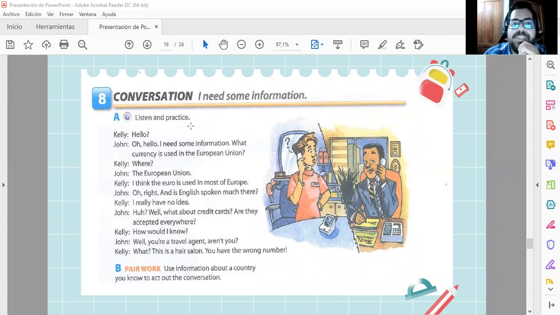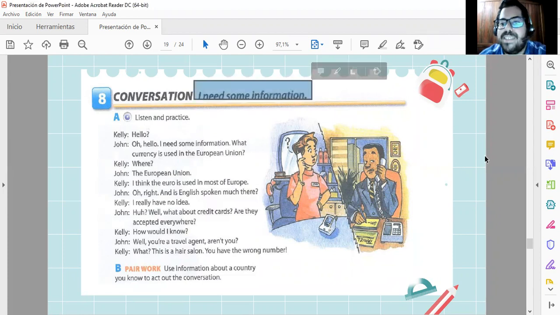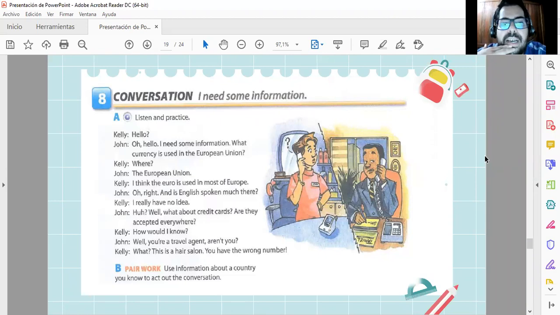It says, I need some information. And take a look at this conversation because this is really interesting. It says, hello. Oh, hello. I need some information. What currency is used in the European Union? Where? The European Union. I think the euro is used in most Europe. All right. And is English spoken much there? I really have no idea. Huh? Well, what about credit cards? Are they accepted everywhere? How would I know? Well, you're a travel agent, aren't you? What? This is a hair salon. You have the wrong number.